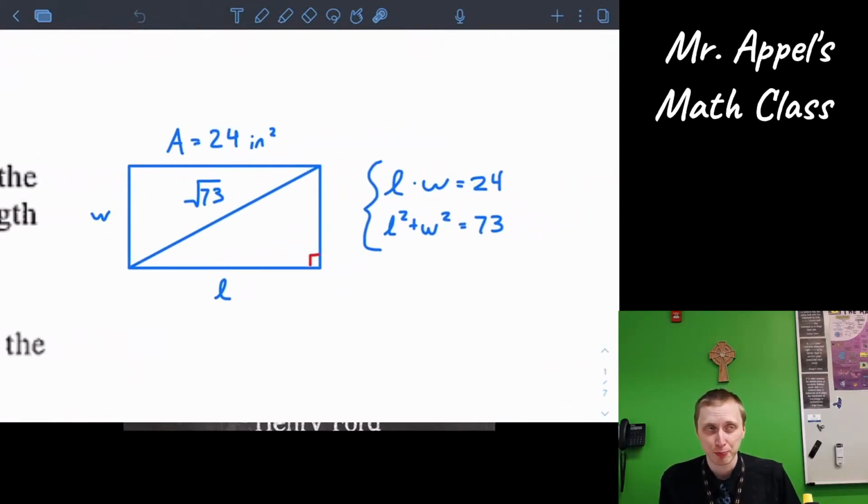There's one equation. How about this diagonal? Where does that come into play? Well, that's the hypotenuse of my right triangle. So let's write the Pythagorean theorem: length squared plus w squared, the two legs, equals the hypotenuse squared. The square root of 73 squared is just 73, so we can write that down. Now we've got two equations, two variables. You know this from Algebra 1. We can now solve this system. It is possible.